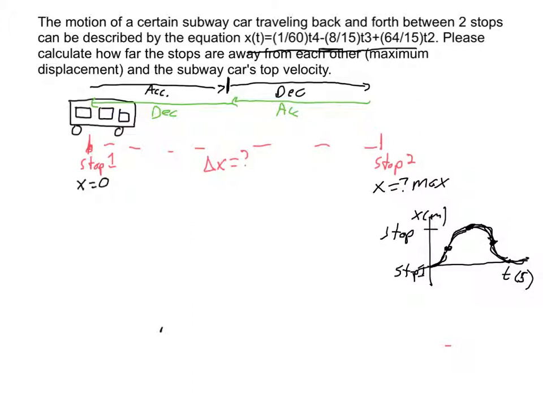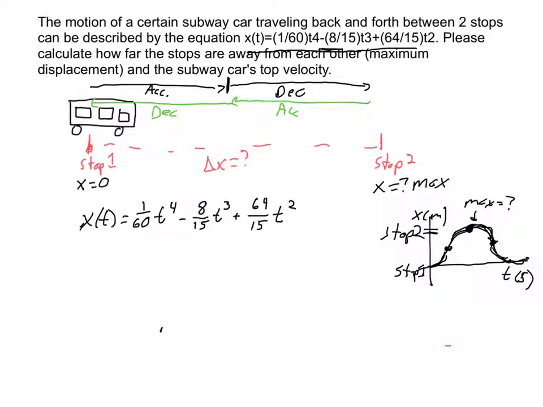So we can't just use kinematics. We actually have to use calculus for this one. Now, if we can calculate where this maximum point is, what is the max of this? Wherever that maximum position is, that's where stop 2 is. So let's write our equation down and then take the derivative of it. All right, since we're trying to find the maximum point, now that we have the derivative, let's set this equal to 0.